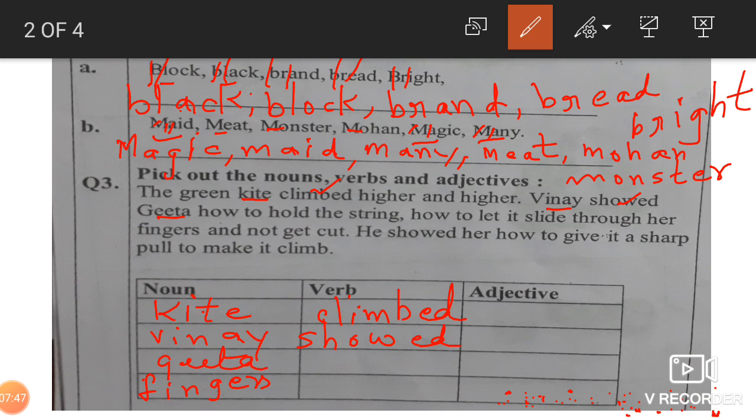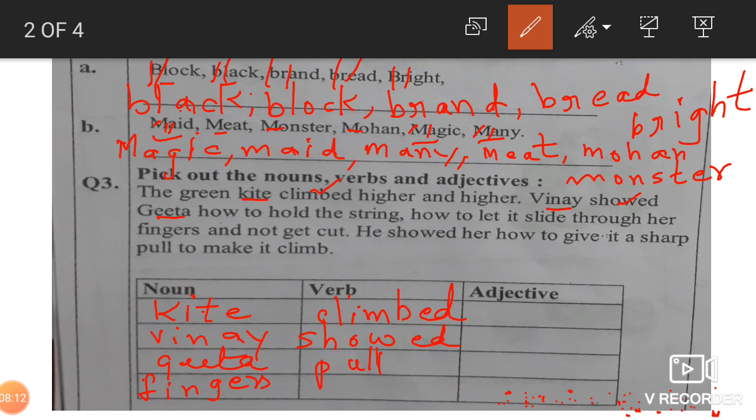He showed her. Okay, now the showed word is already there. Her to her how to give. Again to give, infinitive. It a sharp pull. Pull we can write, pull. Yes, pull is action here. To make it climb. Okay, climb we have already written. To make it climb, because after infinitive to make it climb, climb is the object. So we cannot write that.